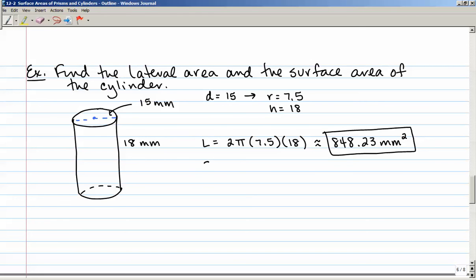My total surface area is going to take my lateral area, 848.23, plus 2 times the area of the circles. 2 times pi times my radius squared. And punching all of that into my calculator, that gives me approximately 1,201.66 millimeters squared.